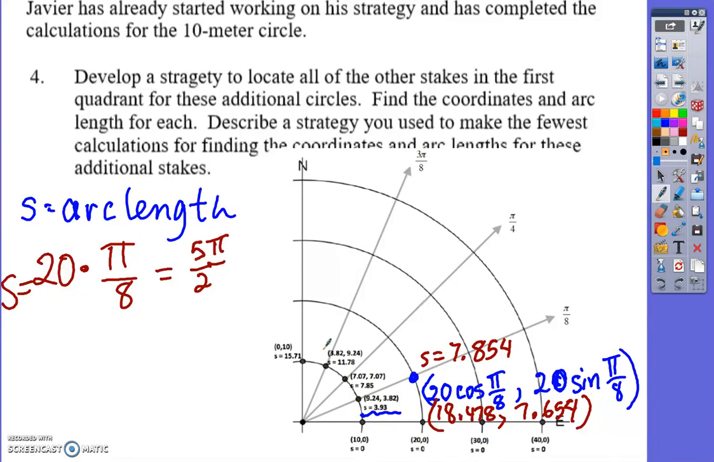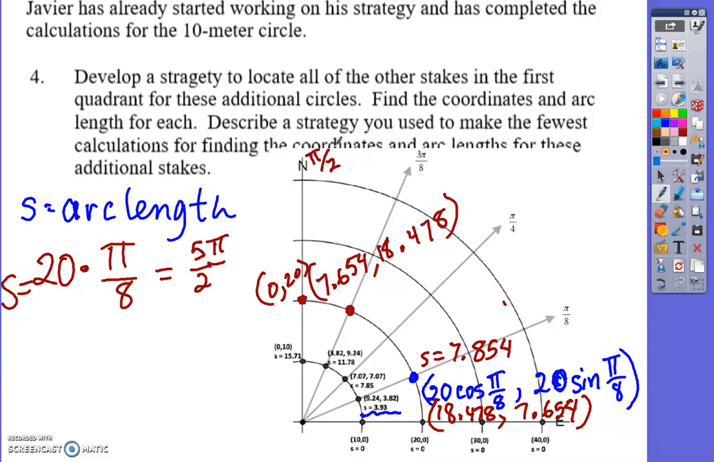And based on what happened with this point and this point, I'm going to say that my ordered pair over here for this point is going to be 7.654, 18.478. This one's easy. 0, 10. This is 0, 20. We'll get into the arc length in a minute. What is my angle here? This is pi-halves, or 90 degrees, up top.